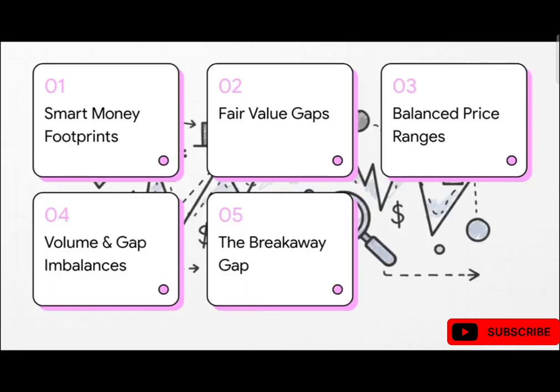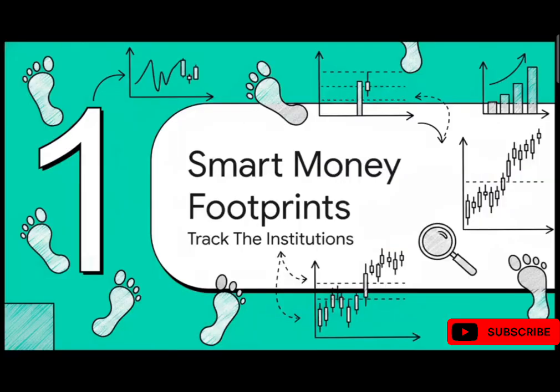So today's explainer is essentially your visual masterclass. We'll be methodically walking through 5 specific types of price imbalances, starting with the core philosophy of smart money footprints, diving deep into fair value gaps, exploring balanced price ranges, analyzing both volume and gap imbalances, and finally uncovering the dangerous breakaway gap. Let's kick things off with Section 1, the smart money footprints.